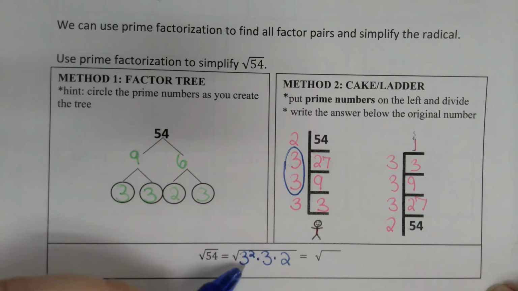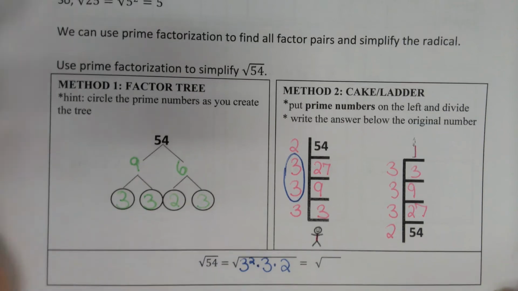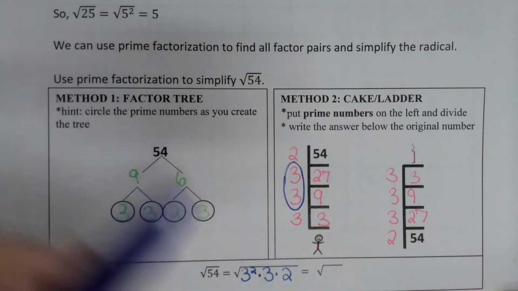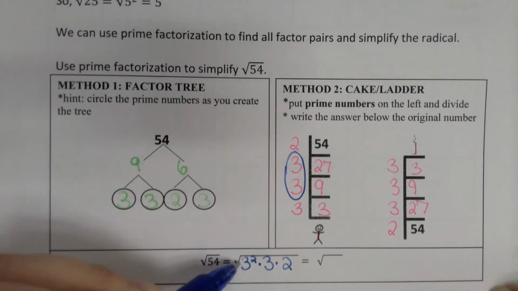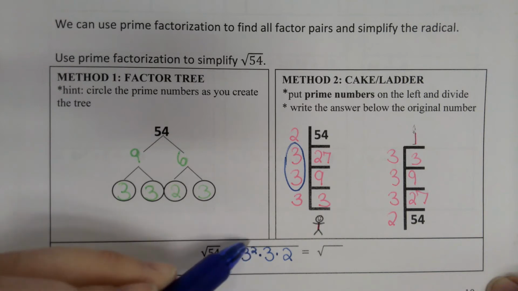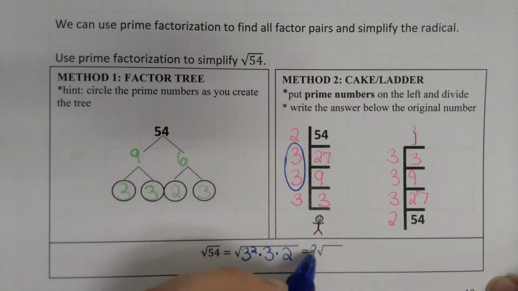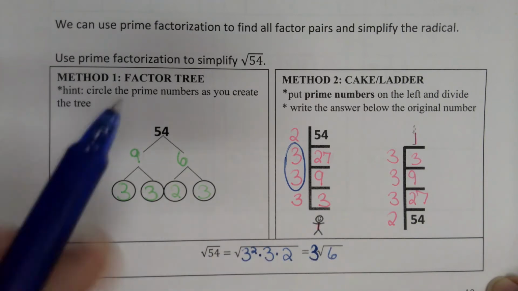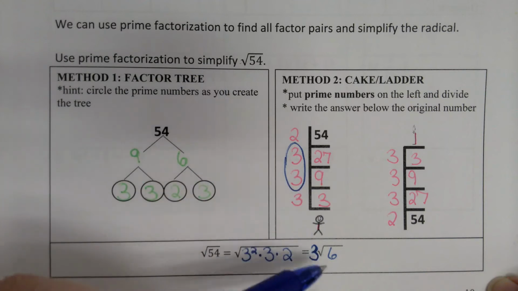Now the benefit of writing it this way is now we can use the information we had up here. I can take the square root of something squared, and it comes outside of the radical. The square root of 3 squared is 3. And 3 and 2 don't have something squared, so they stay underneath the radical. 2 times 3 is 6. So the square root of 54 can be simplified to be 3 square roots of 6.